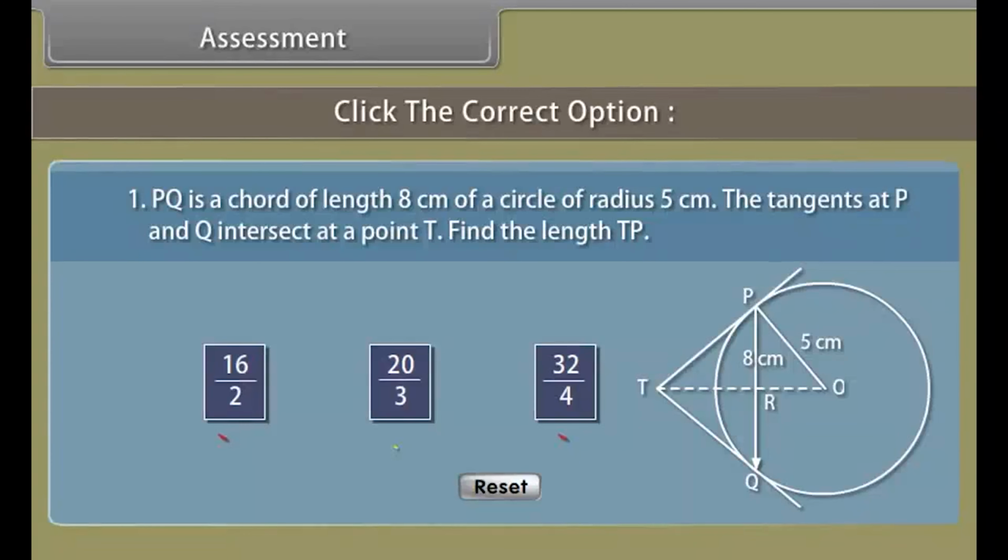Assessment. Now answer the given questions. Click the correct option.